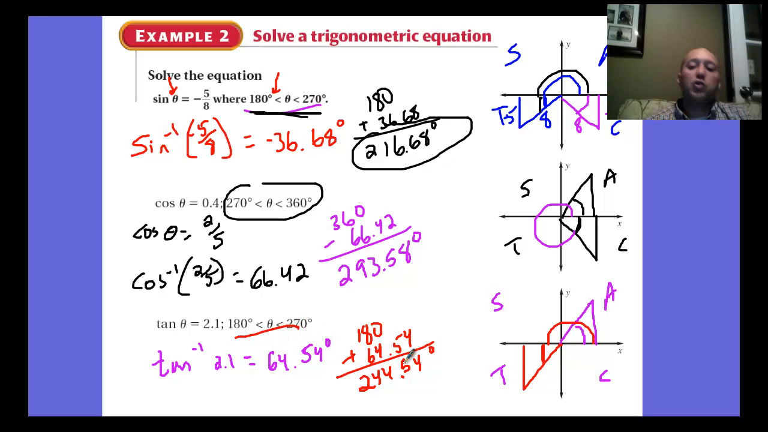So notice that there's 2 spots of every unit circle that would make this true. For these 3 problems, they're restricting it to only one of those values. If I don't restrict it, you need to give me both angles as possible solutions.